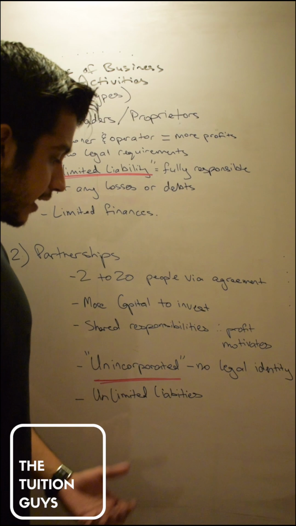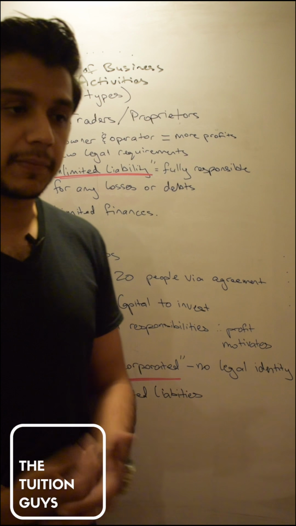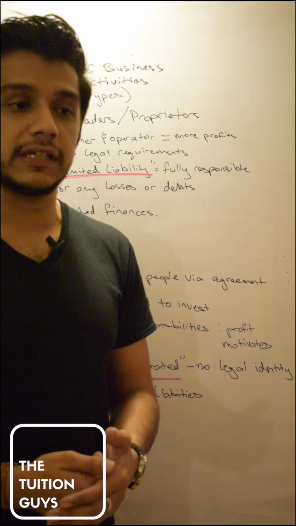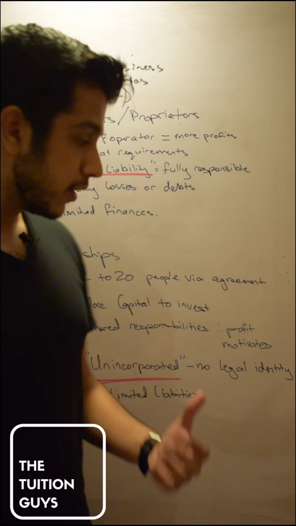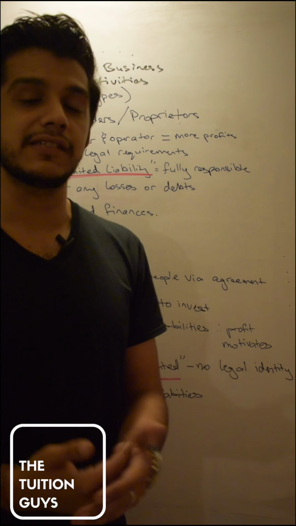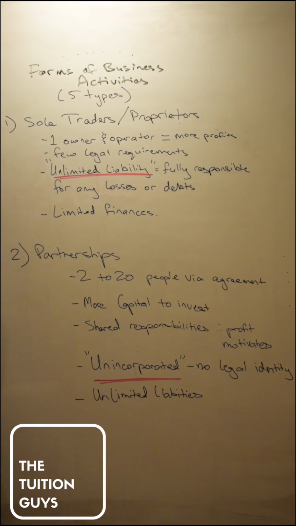Unincorporated as well. That means that the business has no legal identity. If, for example, one of the partners passes away, the business will shut down. If one of these 2 to 20 partners passes away, the business will shut down because it has no legal identity. Take a screenshot of this before we go on to the next one.